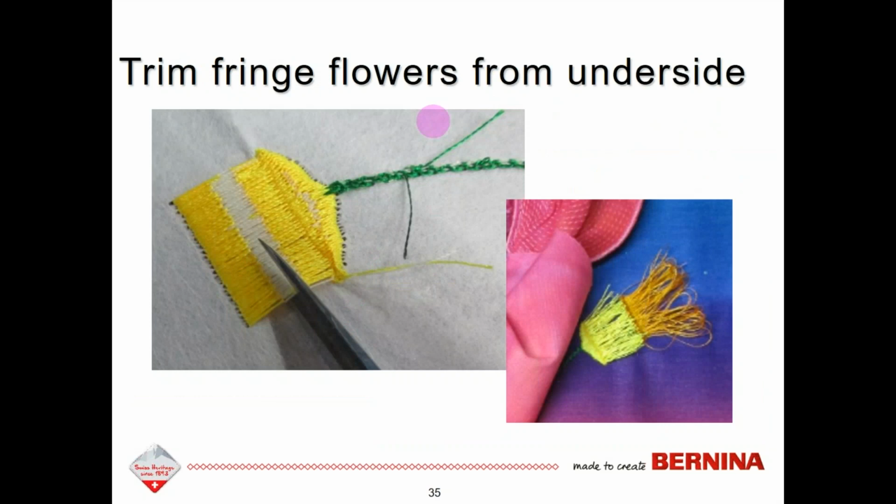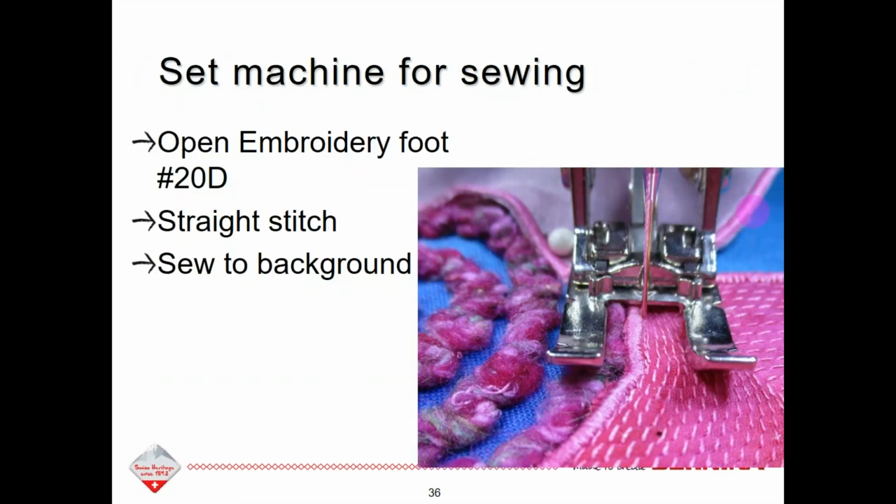From the back side, you'll trim your fringe flowers from the underside, and I'm trimming them down through the bobbin area. If you want to trim along this edge, you can have a cut fringe. You want to trim along the bobbin area if you want looped fringe. And you can use like the purple thing, if you have one of those, to pull the fringe to the top side when you're done. Next, set the machine for sewing.